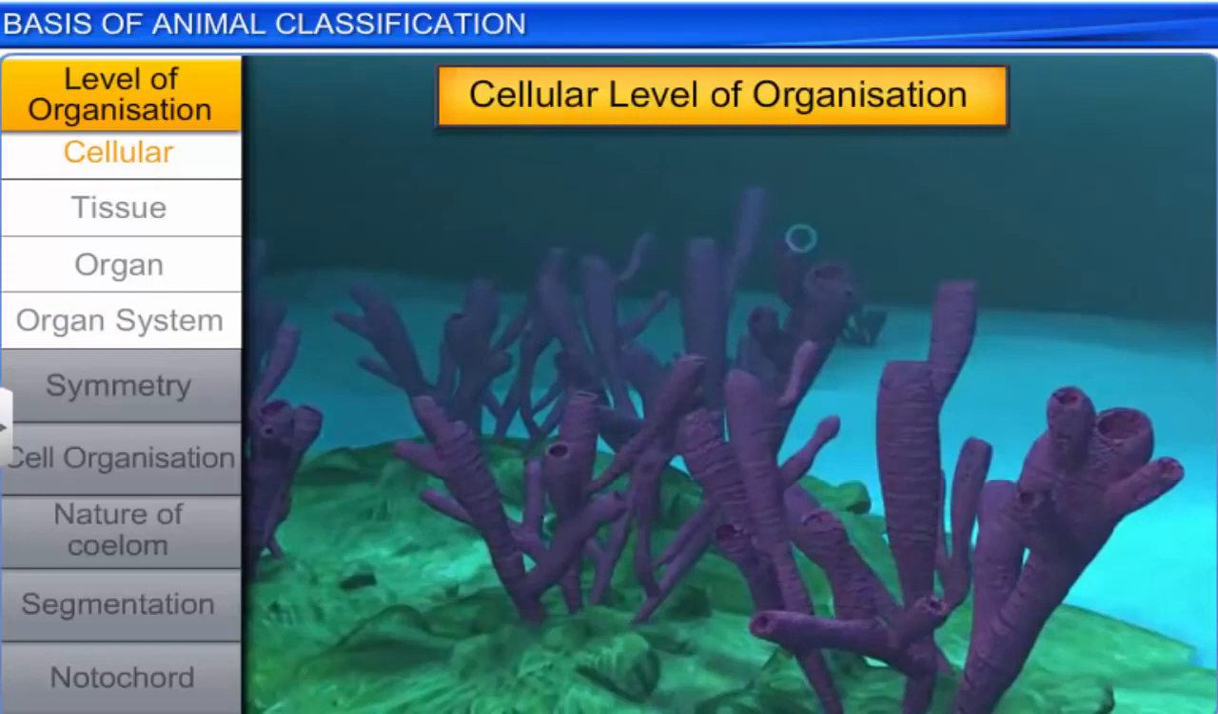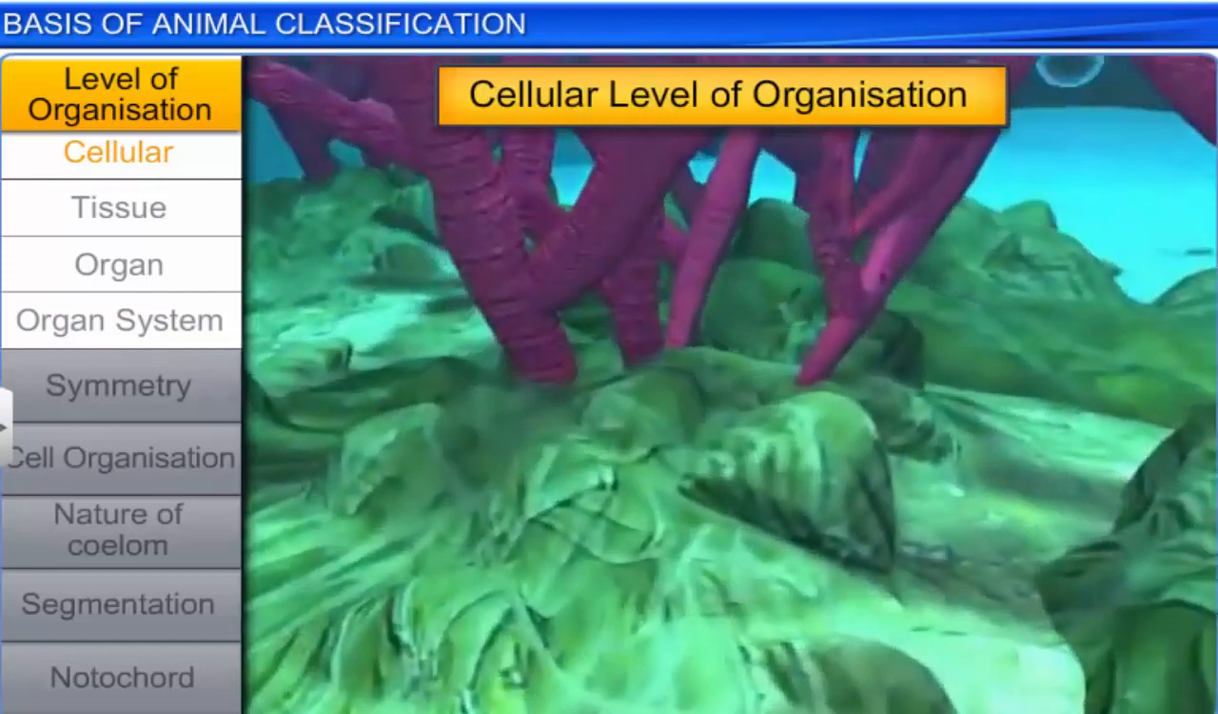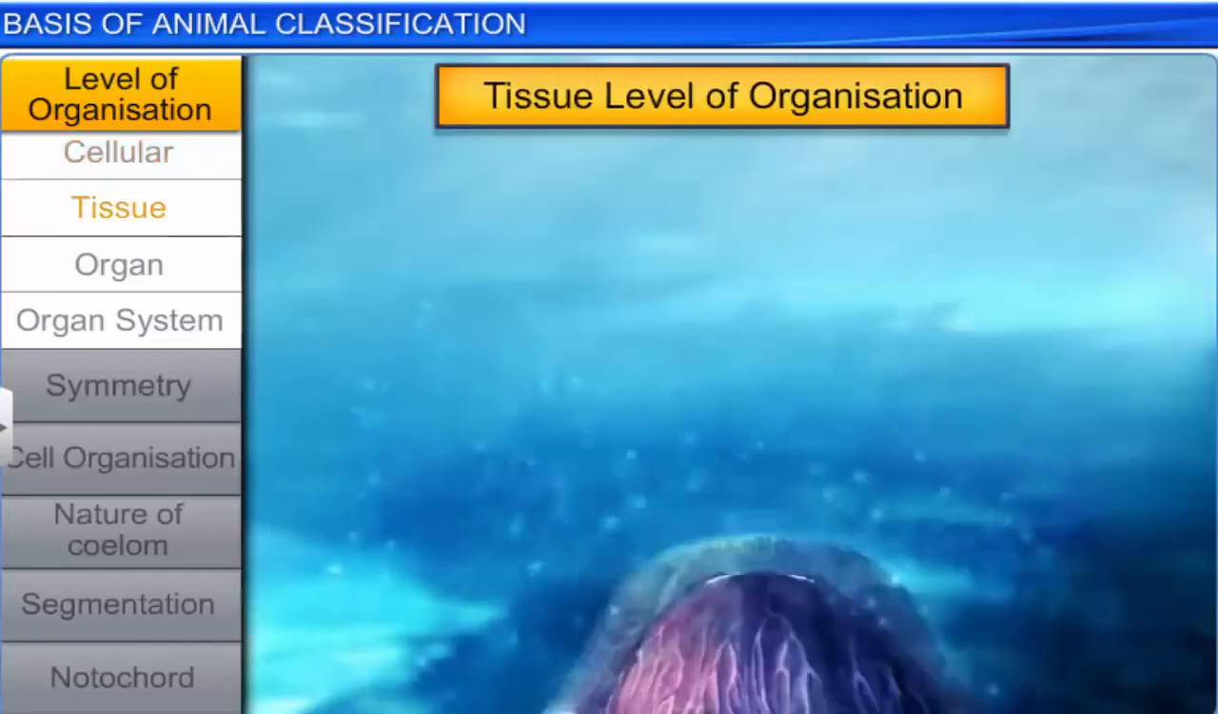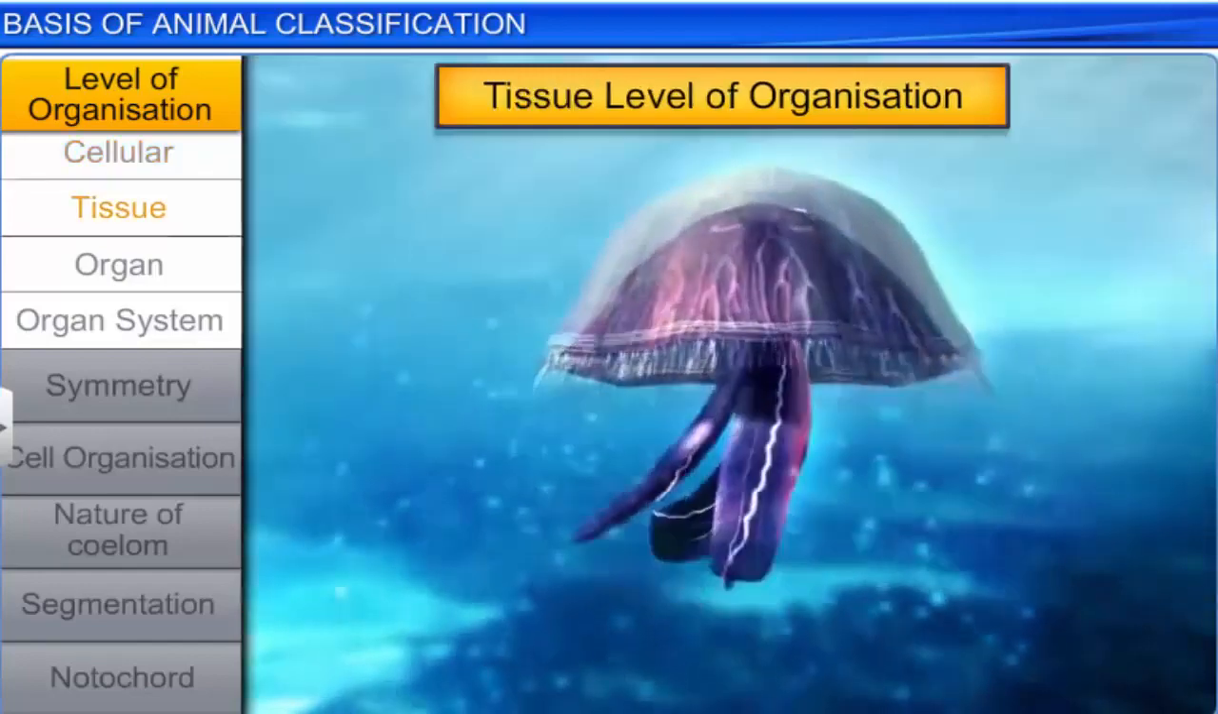Sponges exhibit a cellular level of organization where cells are loosely arranged. Tissue level of organization is more complex and is displayed in coelenterates. Here, the cells that perform the same function are arranged into tissues.